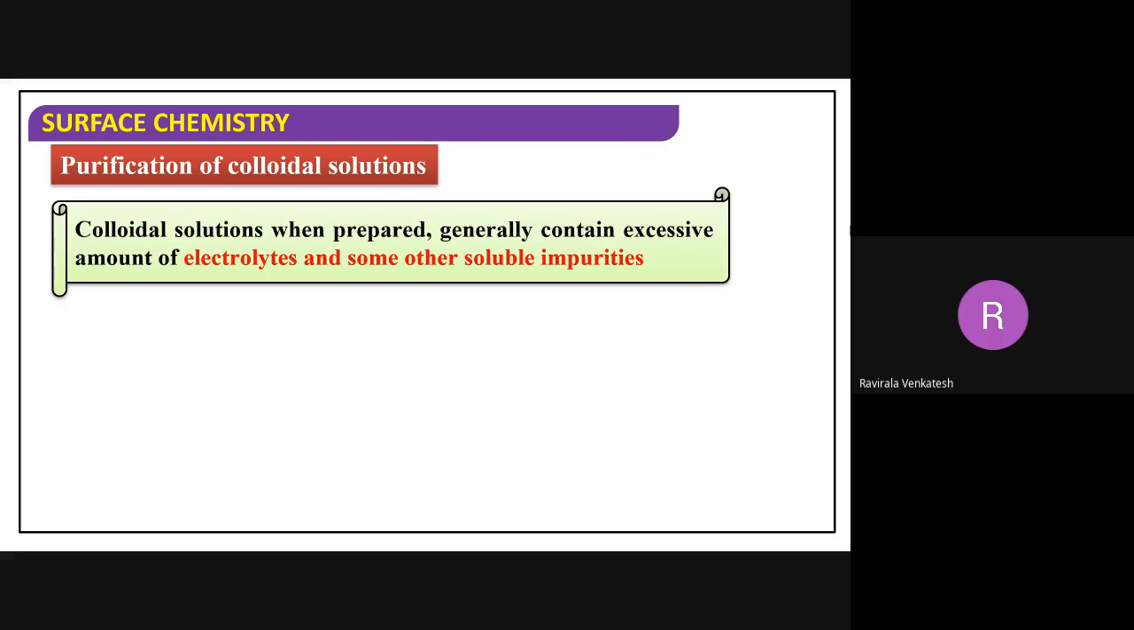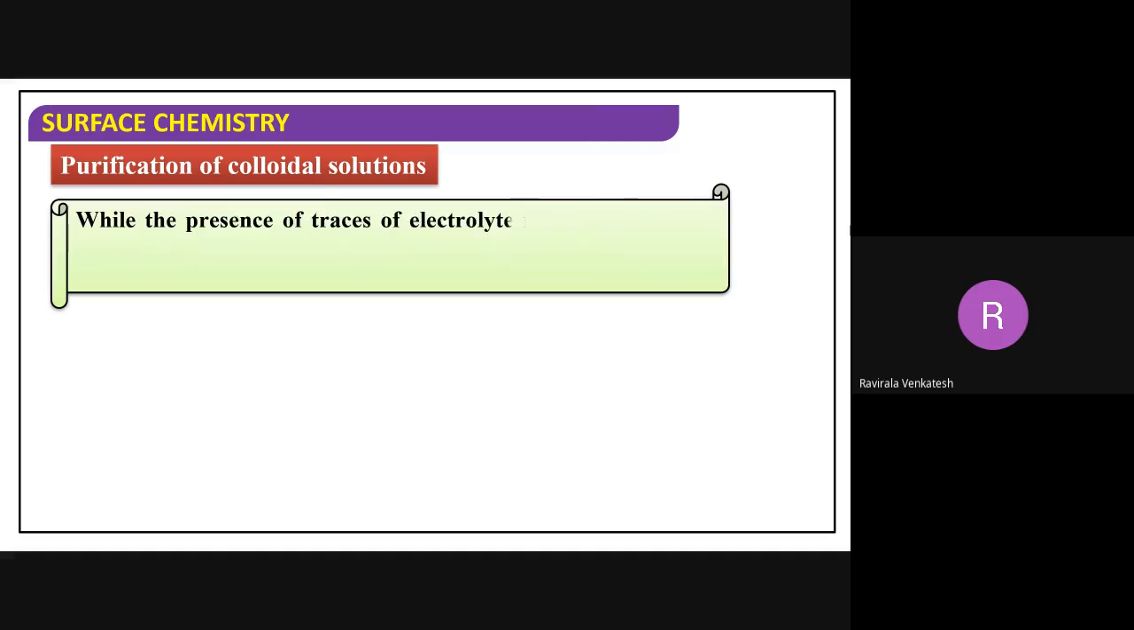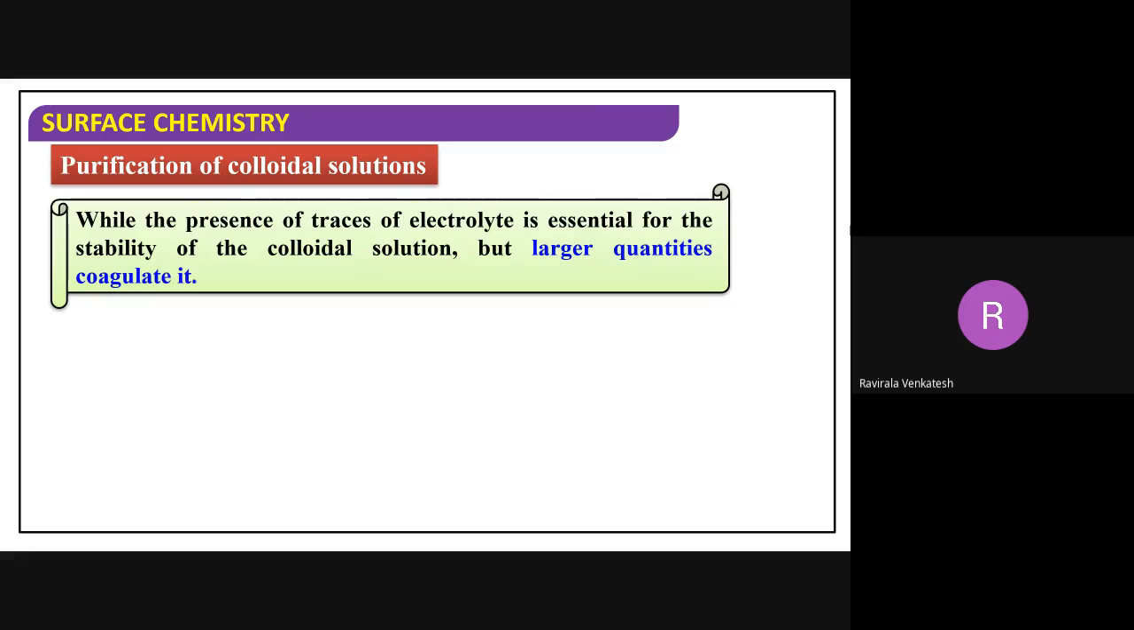And the precipitate may sometimes have soluble impurities also. So we have to remove those. While a trace amount of electrolyte is essential for the stability of the colloidal solution, so having a little bit of electrolyte is okay. But if you have more, that may convert it into coagulation.